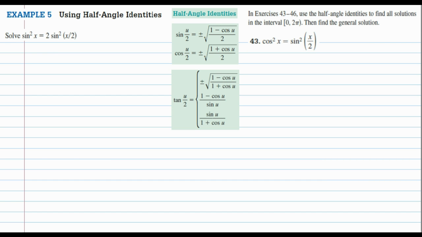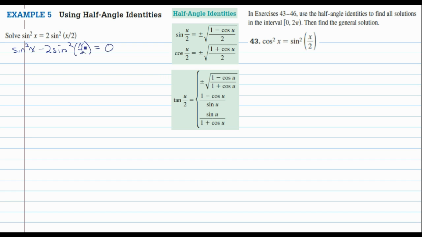I'm going to first set my equation equal to 0. So I have sine squared of x, I subtract 2 sine squared of x over 2 from both sides. Now I've got a mess. I've got a sine squared, but of x over 2. And I really have a sine squared of x here. Let's see. Well, I want to get rid of this x over 2 business. That's very difficult for me to work with.